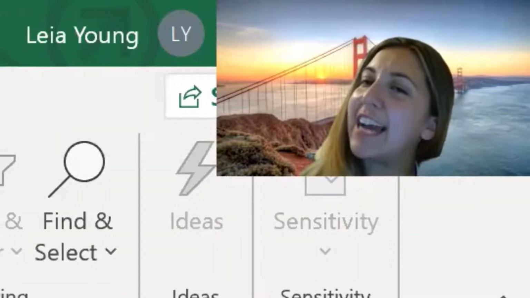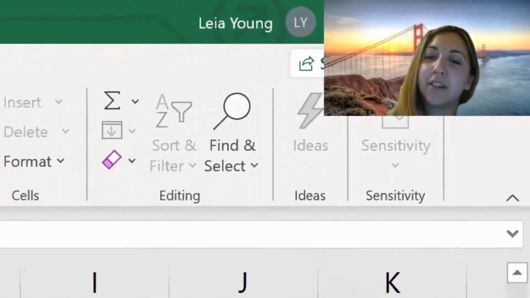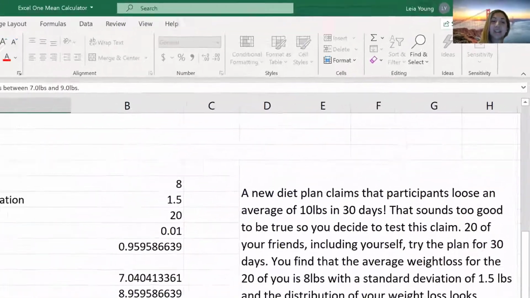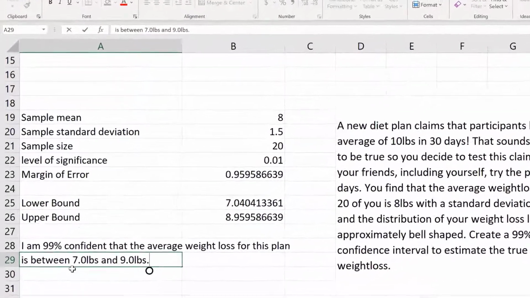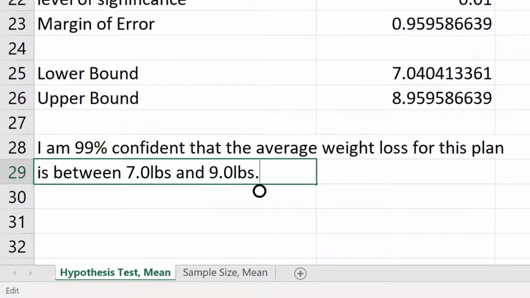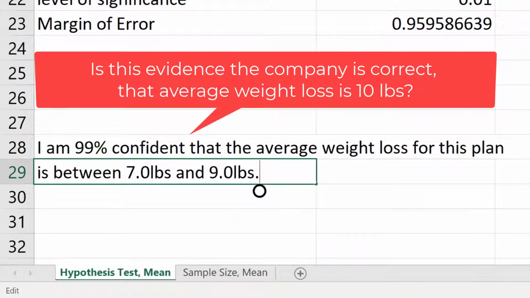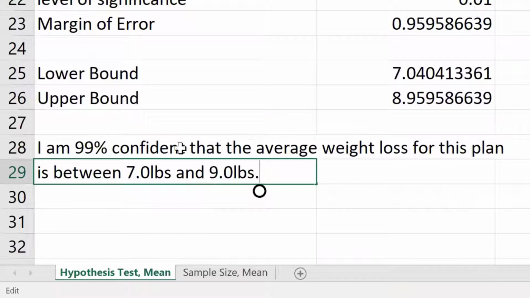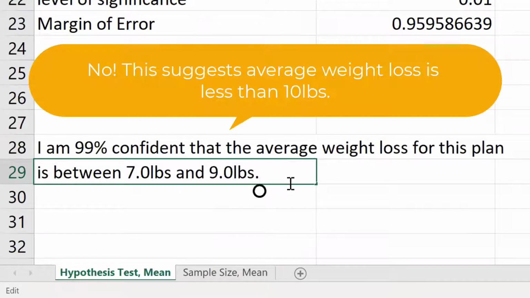Taking a look at this confidence interval, our data suggests that the real value is between 7 pounds and 9 pounds. What can you say about the claim the company made of 10 pounds? Based on this data we gathered, it doesn't seem reasonable that the true value for the average would be 10 pounds. Our data suggests it's between 7 and 9.